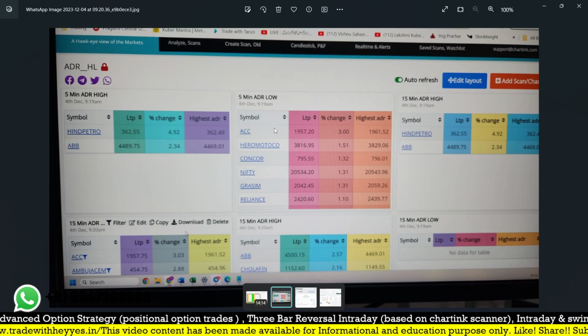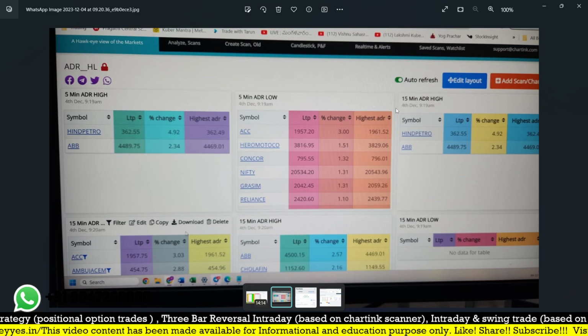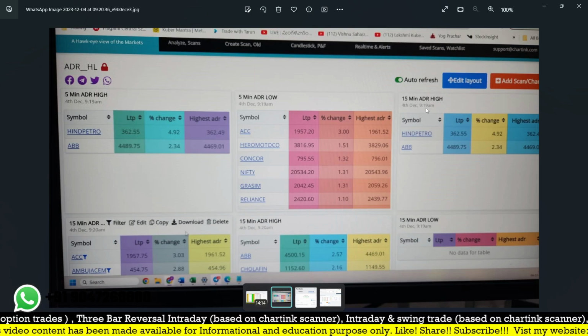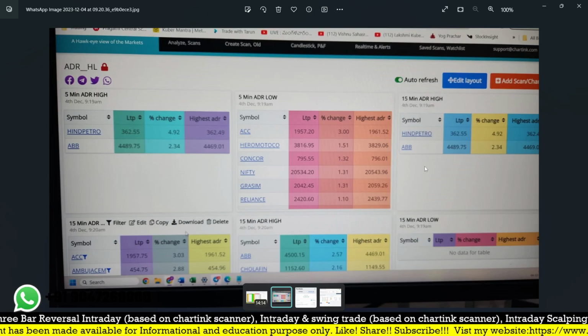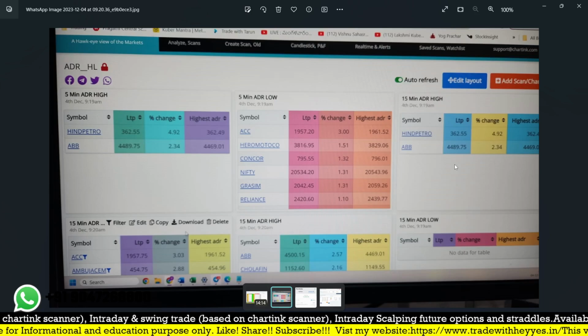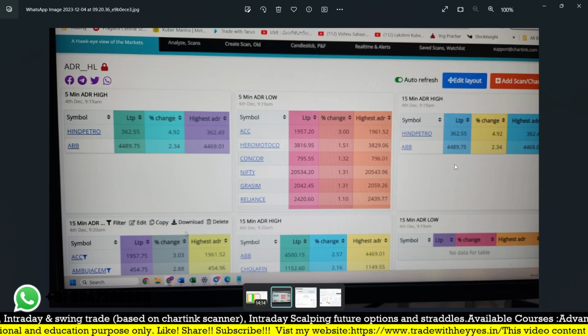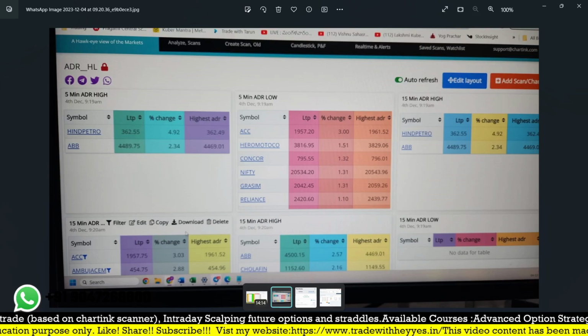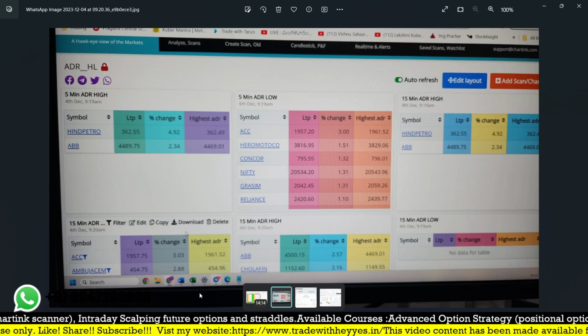This is a 5 minutes lower level. This is at 9:19. Okay, the screenshot was taken at 9:19. So only two stocks. Immediately I just tried Indopetro, which gave me an opportunity, and it gave me the trade, and we closed out. Okay, and ACC, Ambuja Cement, something like that.